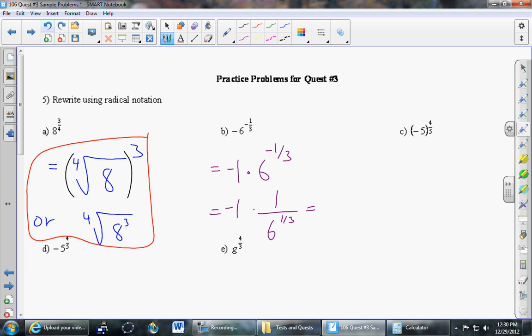Then we're almost done here. There's a -1 upstairs. 6 to the 1/3 means there's a radical lurking. The 1 is the power. It's there. I'm going to erase that in a second. 3 is the index. So this is really -1 over cube root of 6. And no reason to put that 1 there.